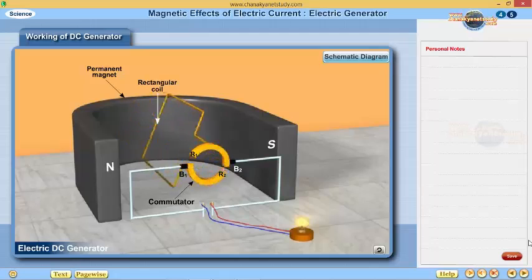In a DC generator, the flow of current in the circuit is in the same direction as long as the coil rotates in the magnetic field. This is because one brush is always in contact with the arm of the armature moving up and the other brush is in contact with the arm of the armature moving downward in the magnetic field.